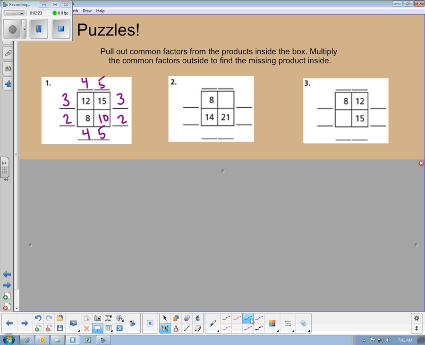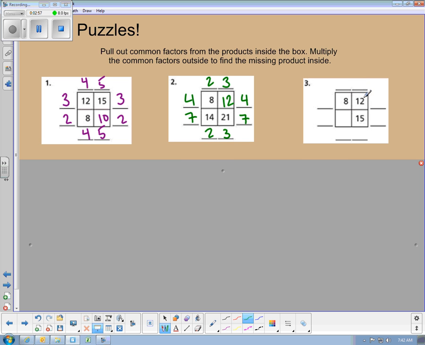Let's try another one. In number 2, if I look at the first column, 8 and 14 have a common factor of 2. If I look at the bottom row, 14 and 21 have a common factor of 7. So I'm pulling out the GCF, pulling out the common factor. So then I ask myself, what number times 2 gives me 8? That's a 4. So that means there has to be a 4 over here. And what number times 7 gives me 21? That's 3. So that means there needs to be a 3 up here. So the missing product on the inside is 12.